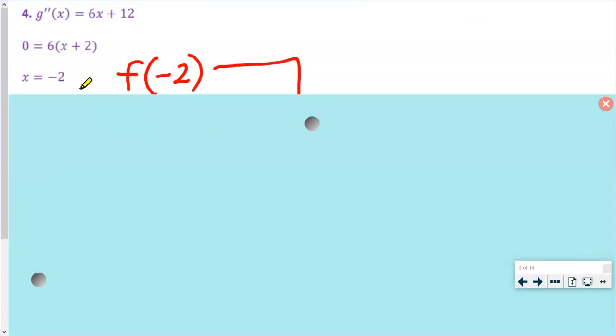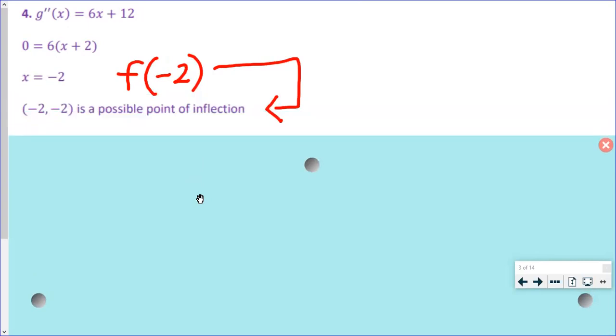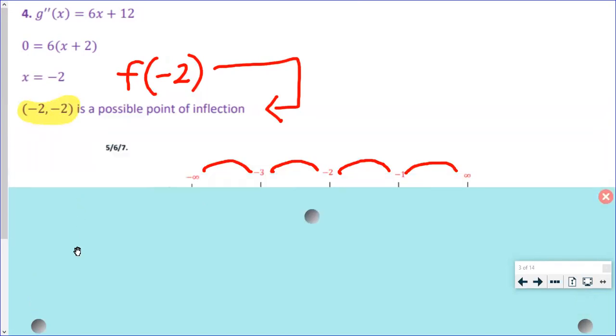But it's not enough to just have the X value of the coordinate. I need to plug in X is equal to -2 into my original function to find the Y value of a possible inflection point, which gives me the point -2, -2. So to summarize, I have one possible inflection point and two critical numbers when X is equal to -3 and X is equal to -1.